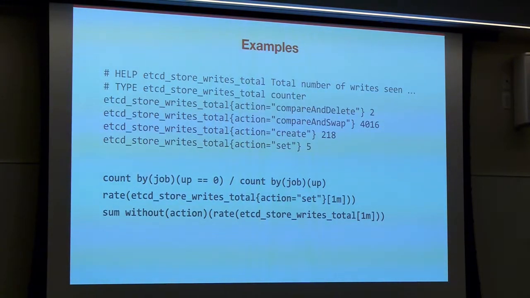The second one, you see, you can of course use a label selector to say, hey, I want to know only the set bytes to the store. What is the rate of that? There are, of course, also regular expressions to match multiple values at once.